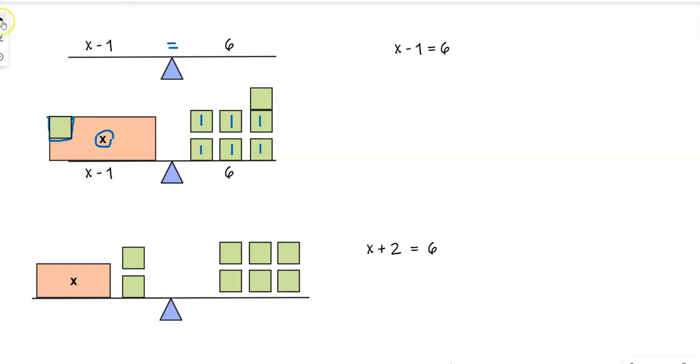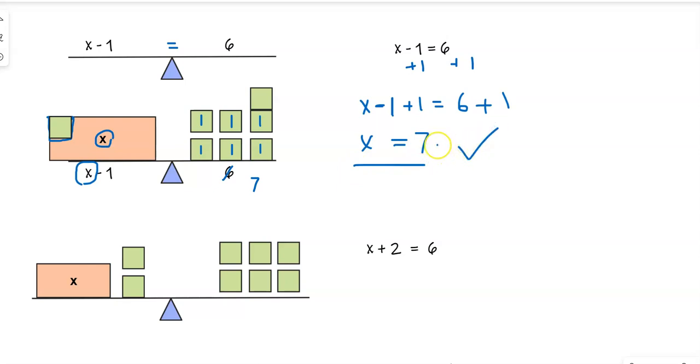And that means that now we have on one side only x, and on the other side we have 7 units instead of 6. So what we did is we add 1 unit on both sides. So we have x minus 1, we add 1, and we add 1 on the other side. Now we simplify what we have. So x, take away 1, add 1 back, that's 0. And here we have 6 plus 1 equals 7. So the solution is x equals 7.